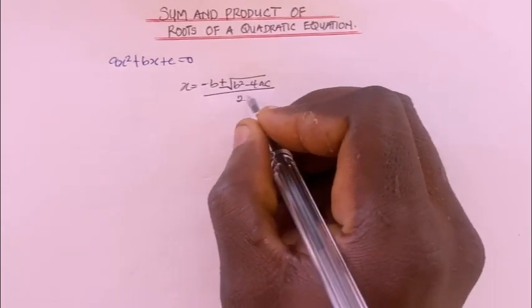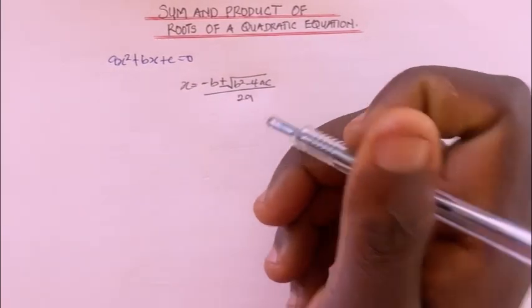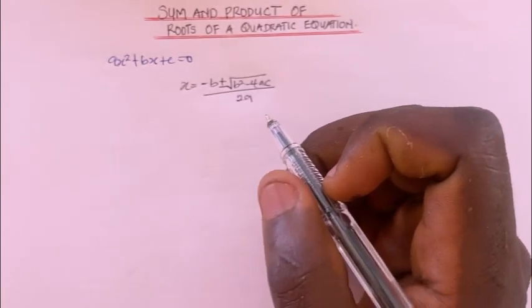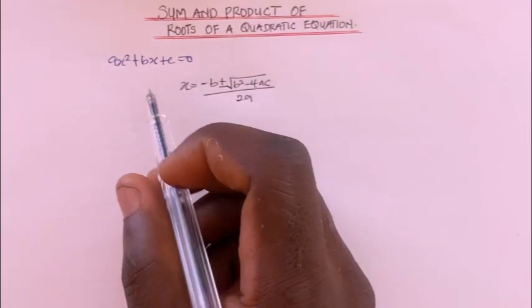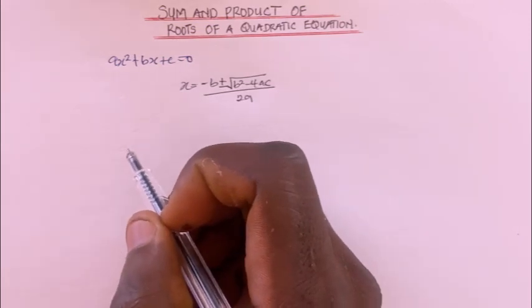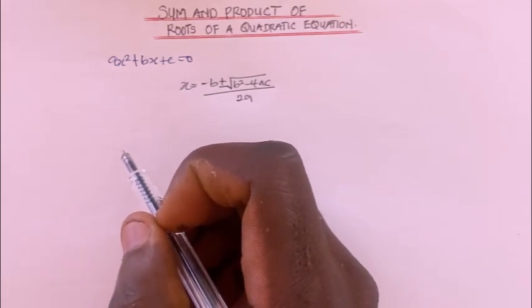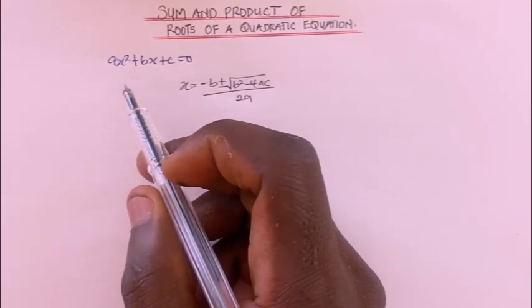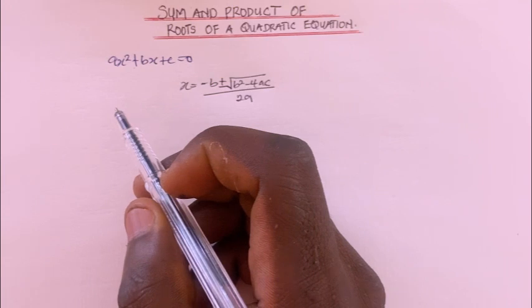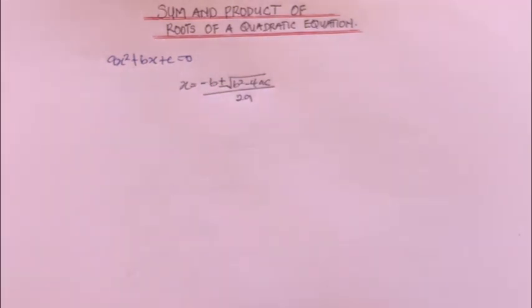So after this, we said whenever we have a quadratic expression, it is going to give rise to two roots. That is, whenever we have an expression of this form, by the time we solve it using any method of the quadratic equation, we are going to arrive at two roots, right?